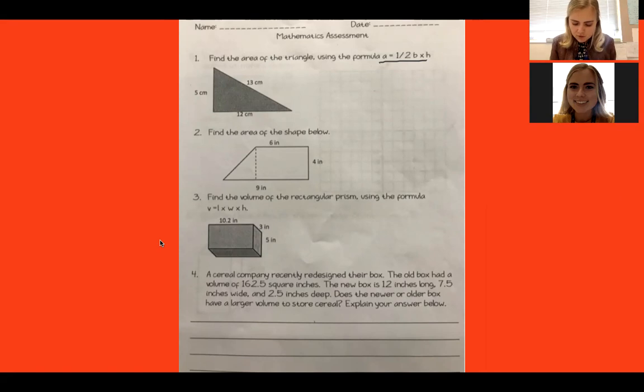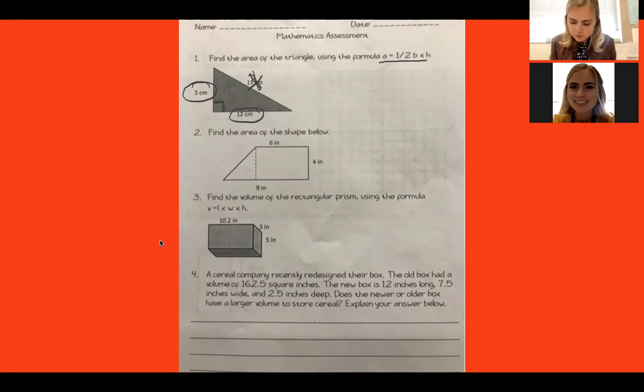So our base of our triangle is 12, our height of our triangle is 5, because they connect and form a 90-degree angle. If they don't connect to form a 90-degree angle, then one of them is not the base or the height. So 13 is just there to distract you. That's not the base or the height. So just ignore that 13.